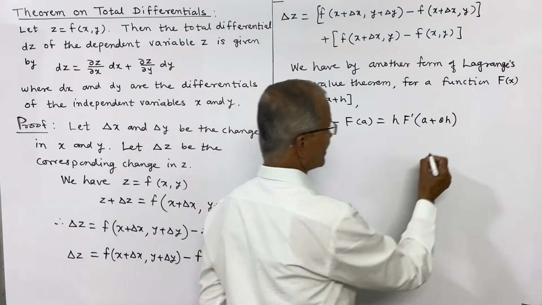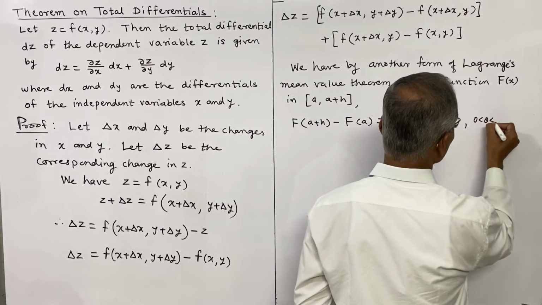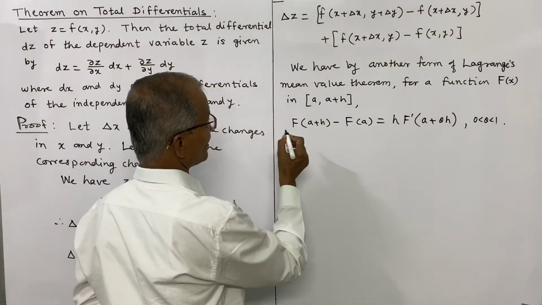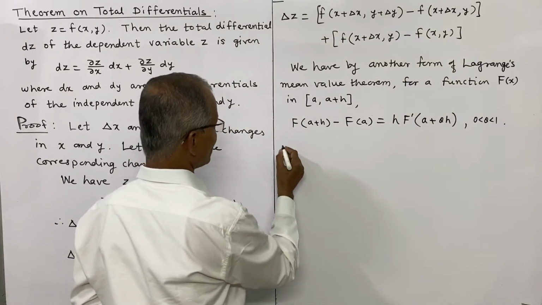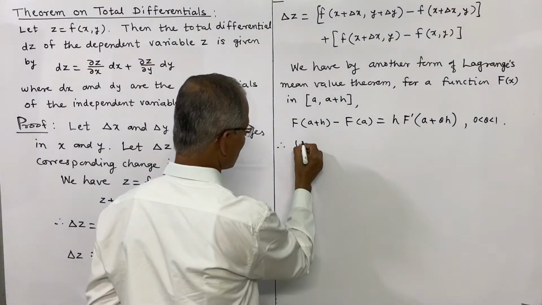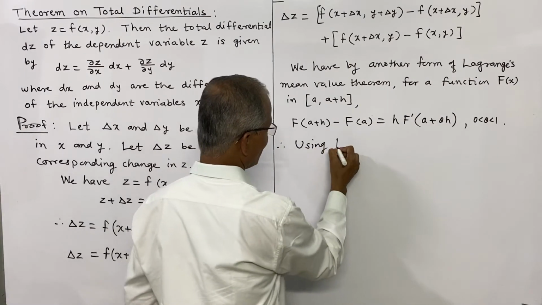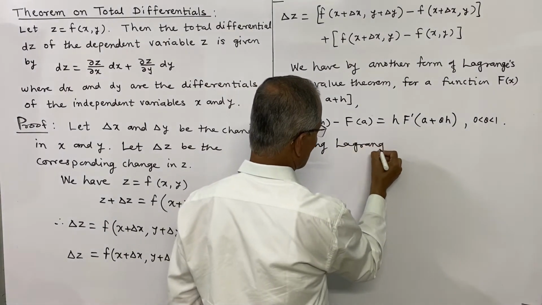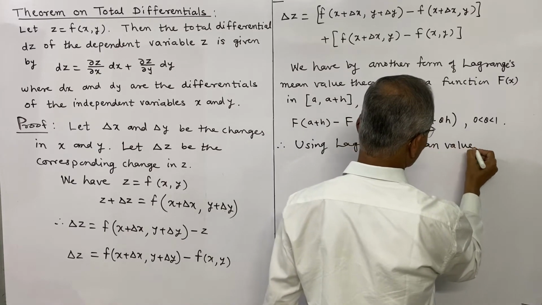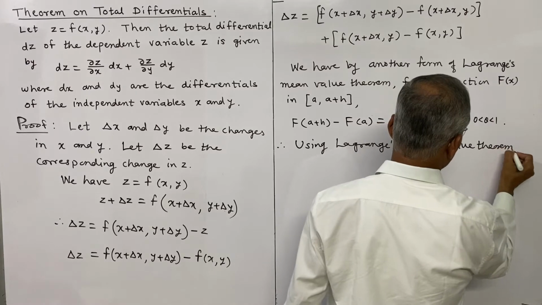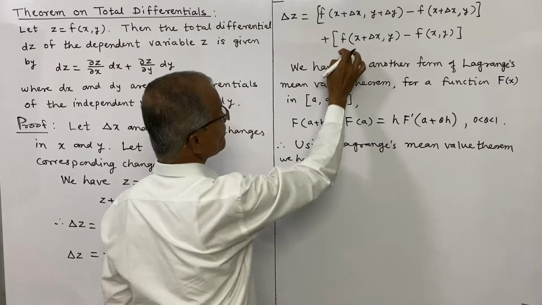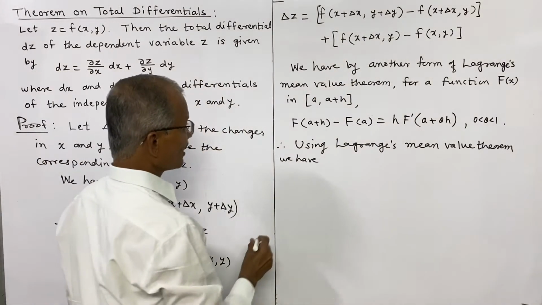And what about this theta? This theta is between 0 and 1. So we want to use this form of Lagrange mean value theorem, and therefore, using the Lagrange mean value theorem, for these two brackets we shall use the theorem. Now how to use it?